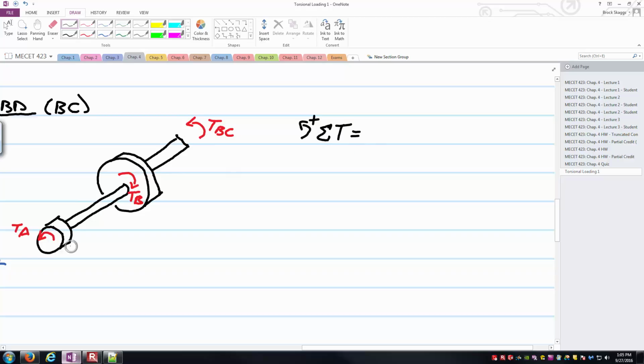And if I just work from the bottom left up, I've got positive T sub A minus TB. It's going in the clockwise direction. And then I'd have plus as well on the TBC. And so we're setting that equal to 0. And now we're solving for TBC. So TBC here is equal to TB minus TA.